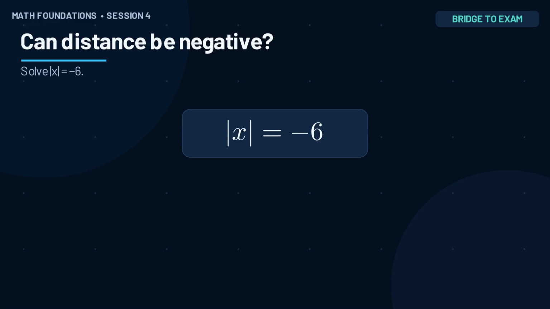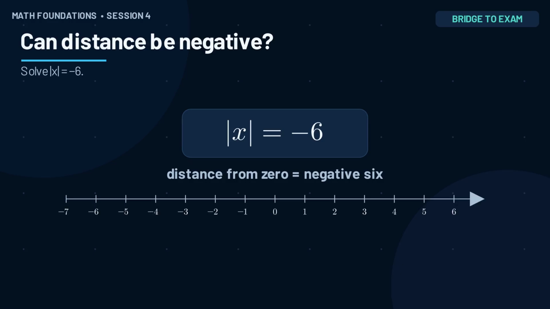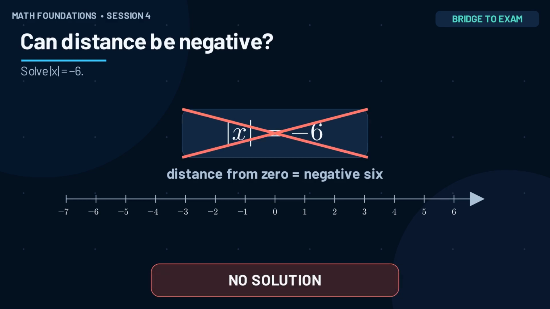Now consider absolute value of x equals -6. Translate it as distance from 0 equals -6. That is impossible because distance cannot be negative. No point on the number line is -6 units away from 0. Therefore, the equation has no solution. This is different from x equals -6, which is a valid position. The absolute value result, not the input, is what cannot be negative.